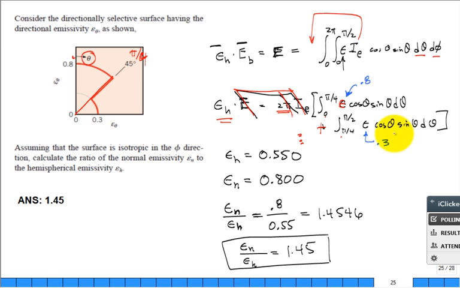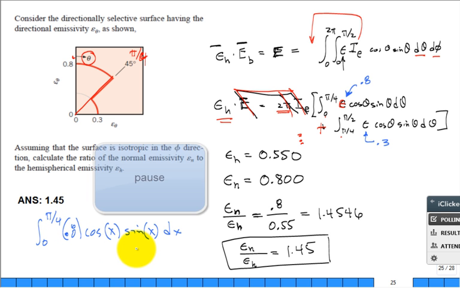You can do it on your calculator. How many people can do an integral like this on their calculator? If I said I want you to do the integral from 0 to pi over 4 of 0.8 cosine of x, sine of x, dx, can you do that with your calculator? How about a couple people run it and then show me. Instead of putting theta, you put x in there. Cosine and sine of x dx. Can your calculator do that?